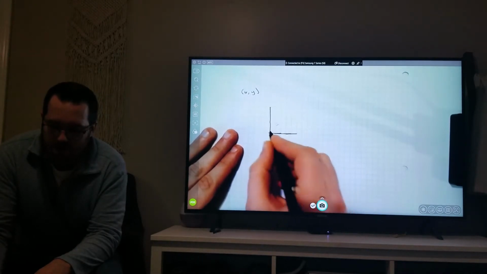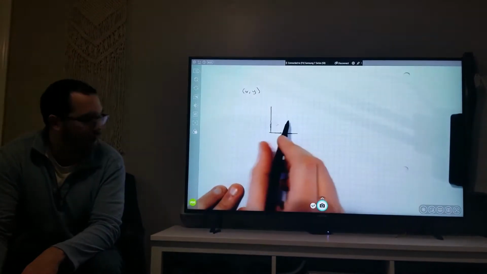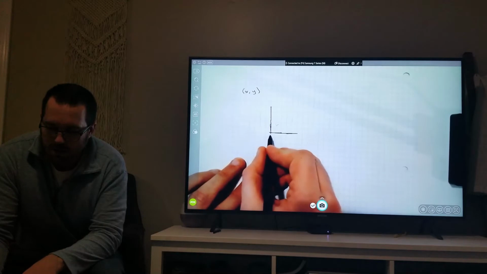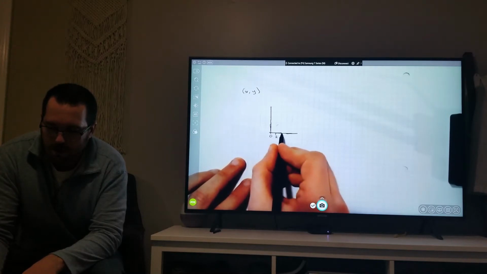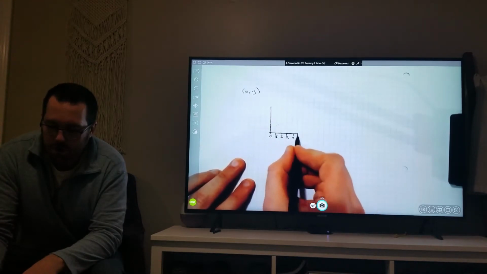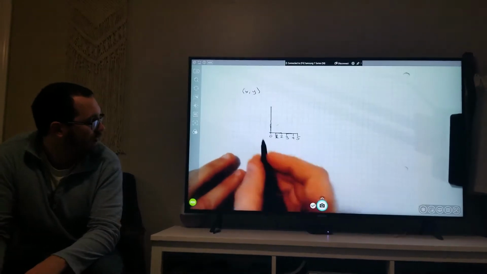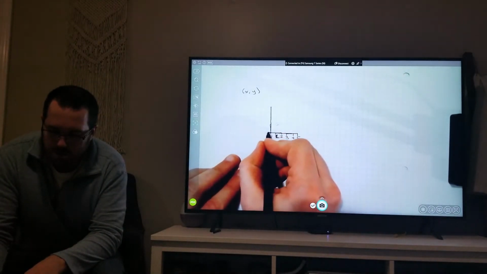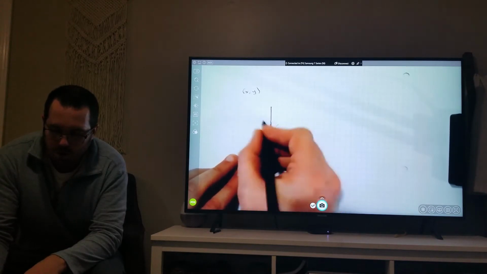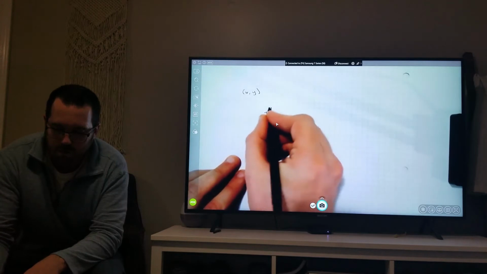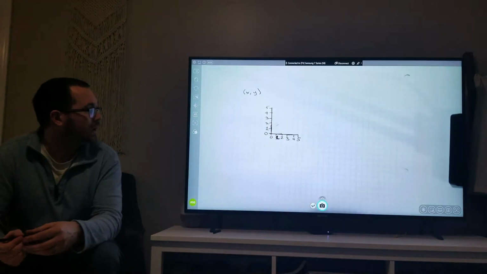And this is a 5 by 5 grid. What I mean by that is we have 5 points going across. So this one starts at 0, 1, 2, 3, 4, 5. And we also have the same thing going up. So we have 0, 1, 2, 3, 4, and 5.